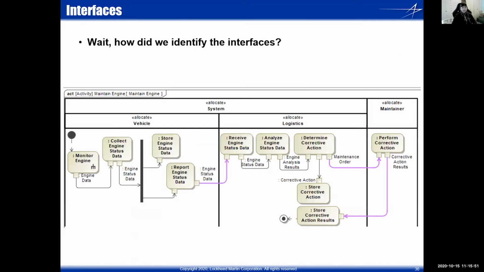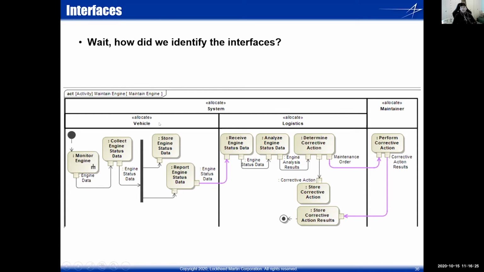And so if I take a look at my activity diagram again, what I'll see is I took data from the vehicle systems and I crossed this line into the logistics system. And so I know that I am sending data from the vehicle system to the logistics system, that's engine status data, in order to accomplish these two activities. And I did it again here, and I did it again here. And so I have identified my interfaces. I've not defined them yet, but I've identified them.